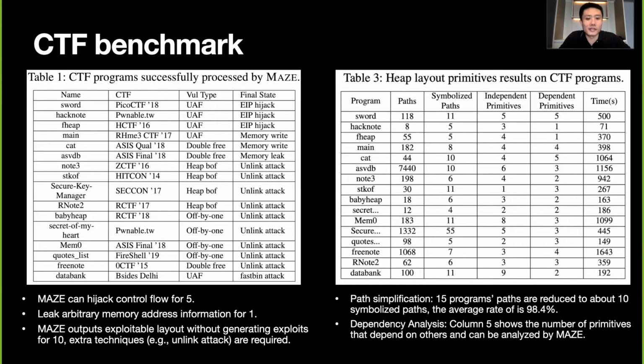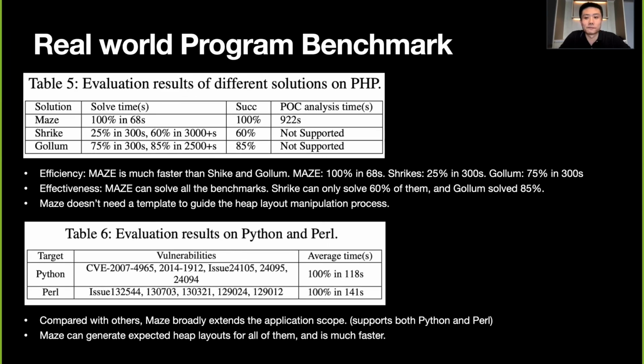First benchmark is the CTF benchmark. We select 23 programs from the CTF competition, and Maze can hijack the control flow for 5 of them and leak sensitive information for 1 of them, and output exploitable memory layout for 10 of them, but failed for the other 5.